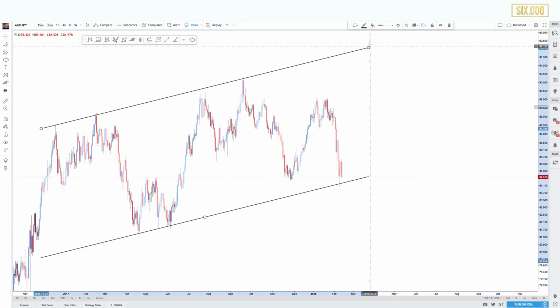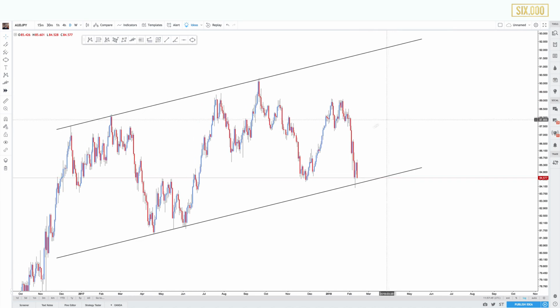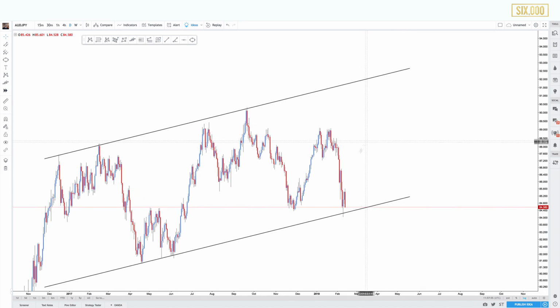If I just extend the levels ever so slightly, what we're looking for in this situation is a breakdown in price. Of course, the uptrend can't continue forever. And it's very rarely you'll see a break up when you've got an ascending channel. It does happen, I must make you aware of that, but not very often.